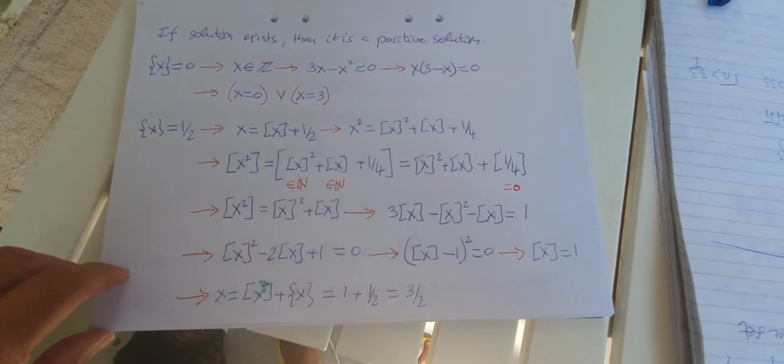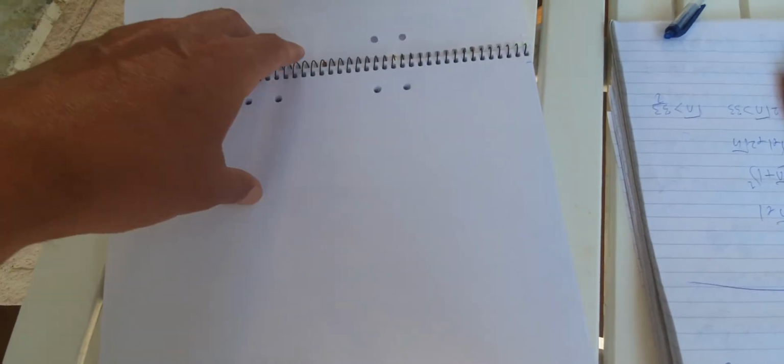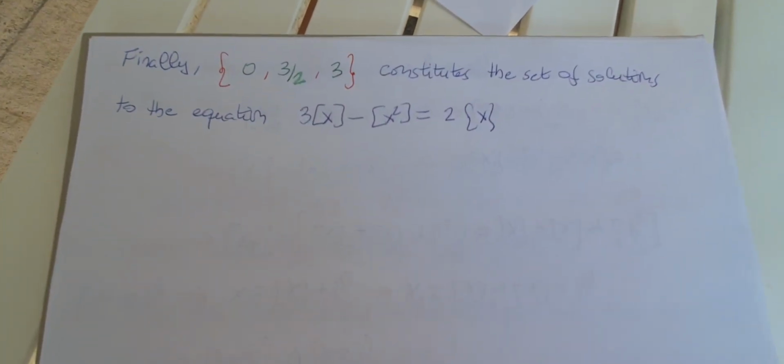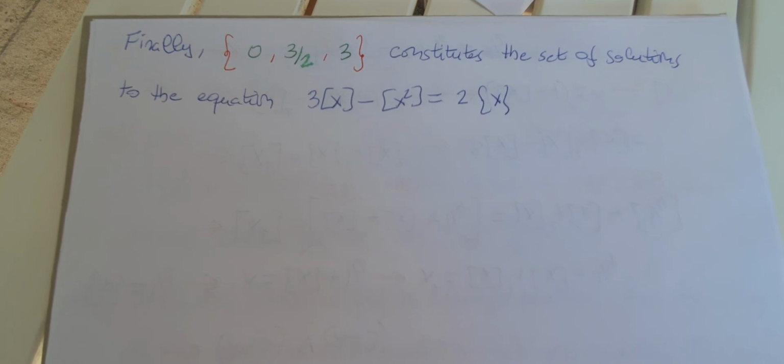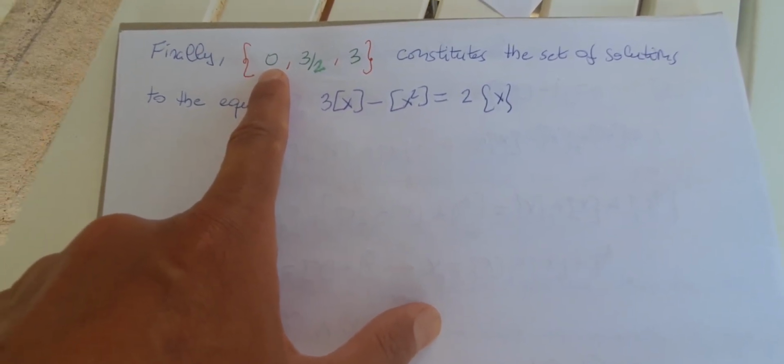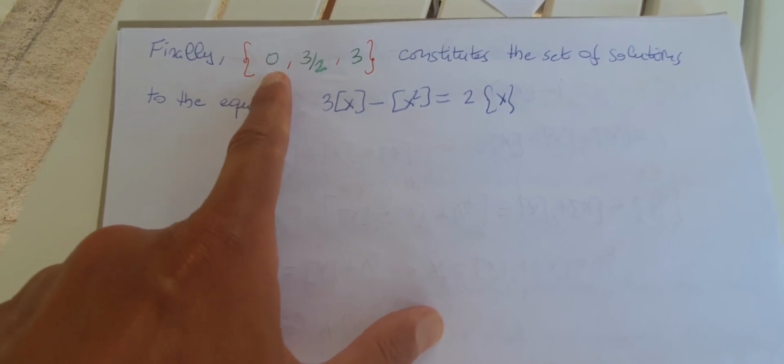So in other words, we have found all the solutions now, and the set of solutions to this equation is the following set, which consists of 0, 3/2, and 3.